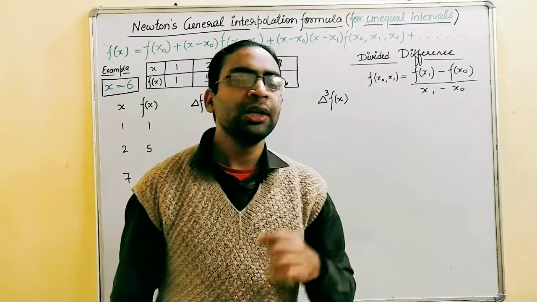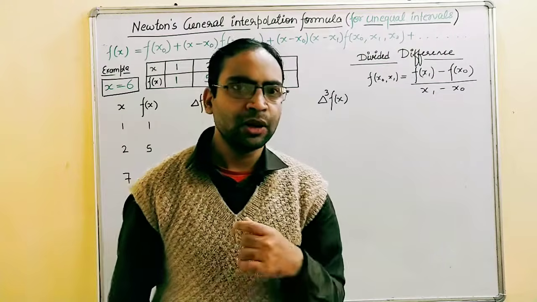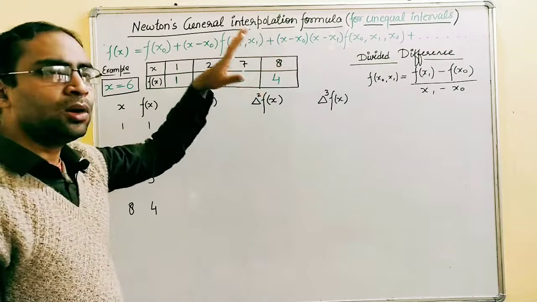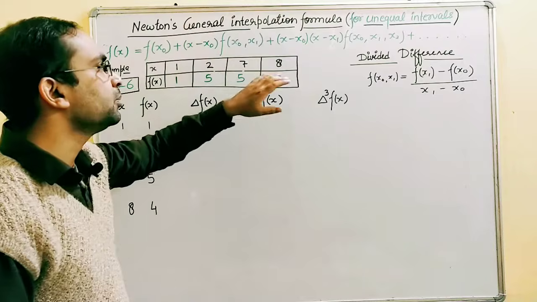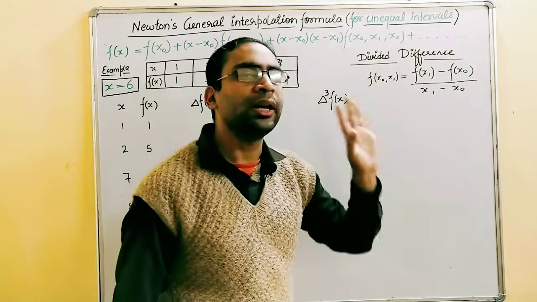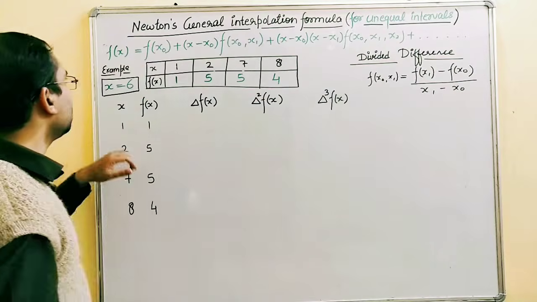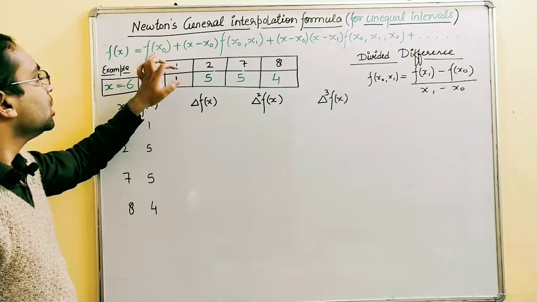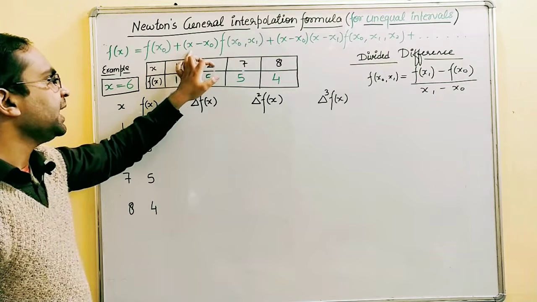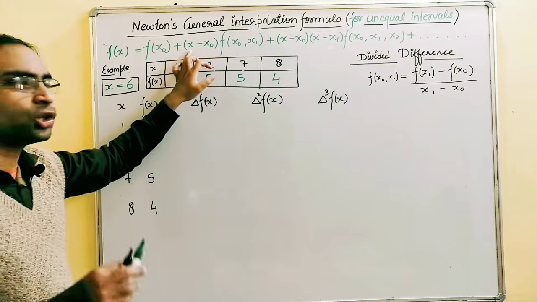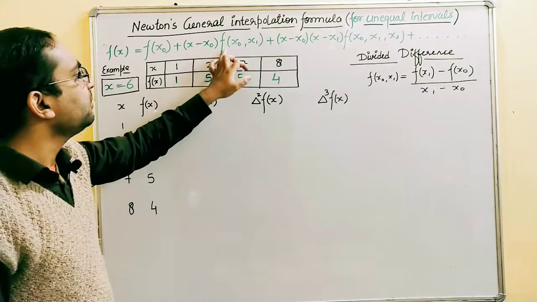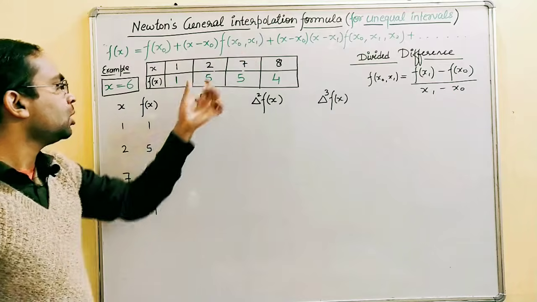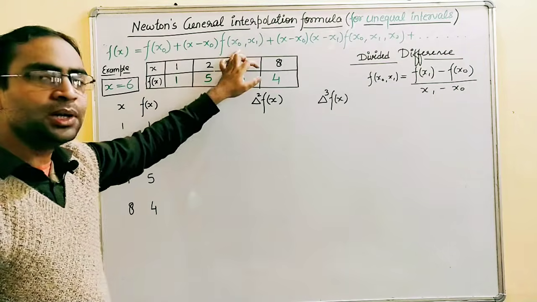In today's lesson we will talk about Newton's divided difference formula. It's also called Newton's general interpolation formula, or Newton's divided difference interpolation formula, and this is for unequal intervals. So let's see what the formula is. The formula says f(x) is equal to f(x0), basically we can also call it y0, plus (x minus x0), where x is the questioned value, times f(x0, x1). This is the first divided difference, called del f(x). This is the first divided difference.